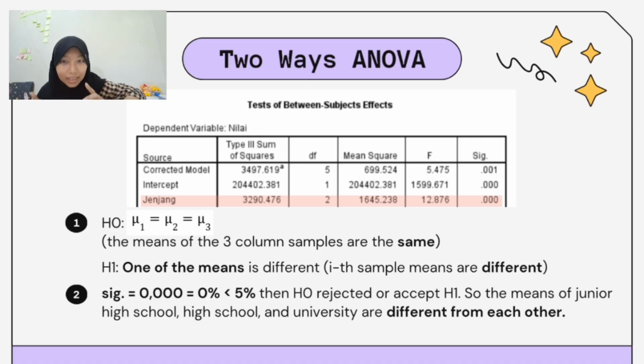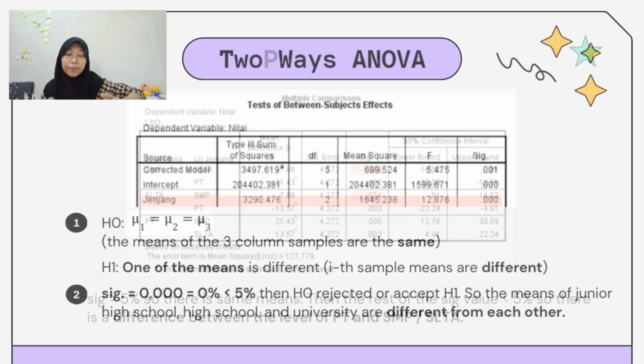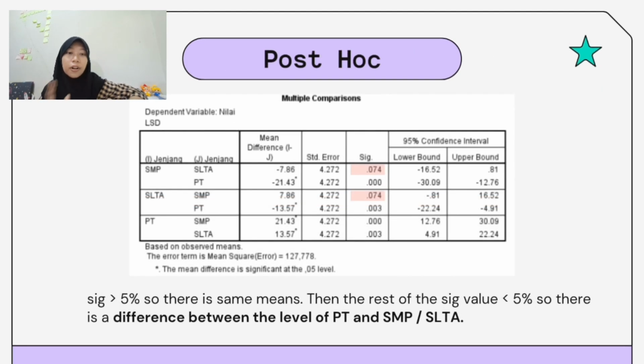And then we see the significance is less than 5%, or 0%. So we reject the null hypothesis and accept the alternative hypothesis. It means that the SMP, SLTA, and perguruan tinggi levels are different from each other. So we continue to see the post hoc test.